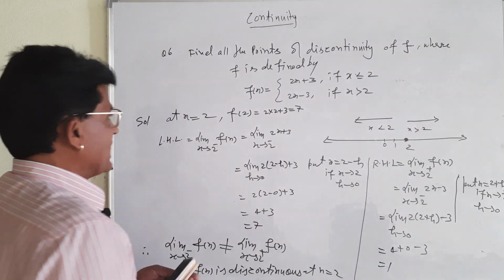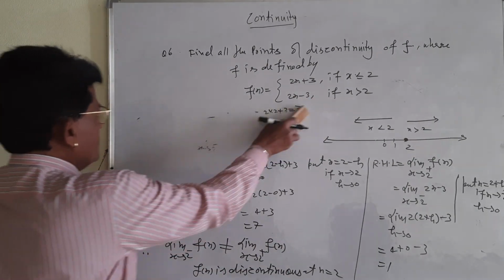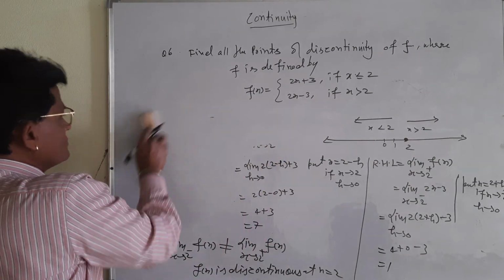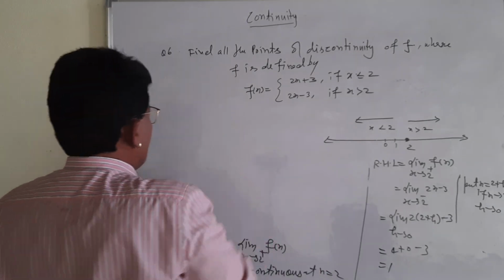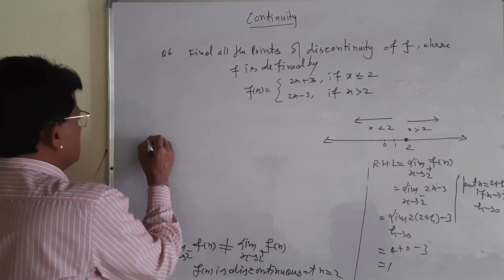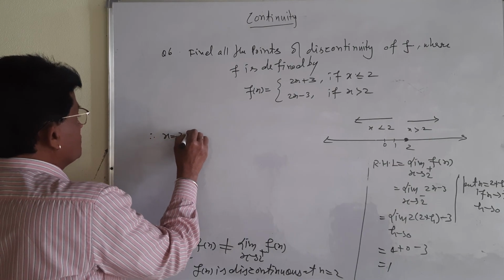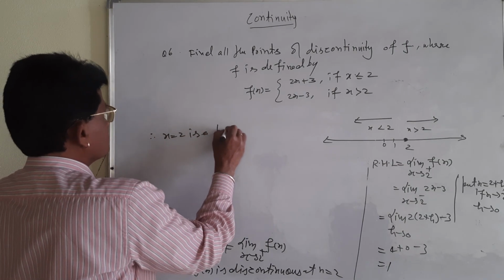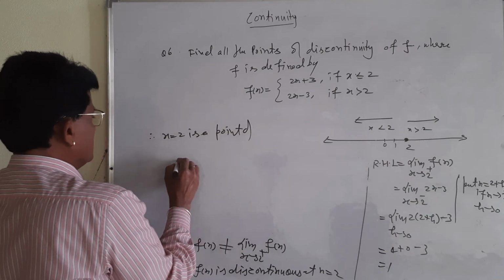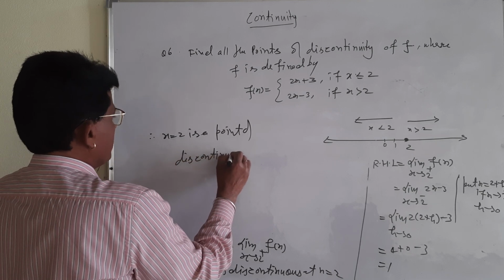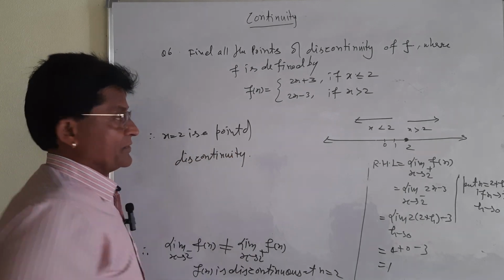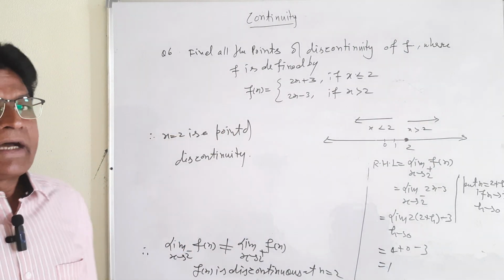That is why you write here the answer of this question, which is very, very important. I think you are concentrating. Therefore, students, x equal to 2 is a point of discontinuity. It is a point of discontinuity. Very important solution I have given to you.